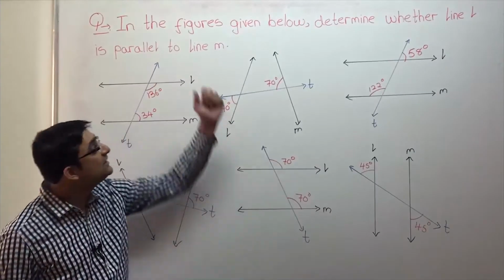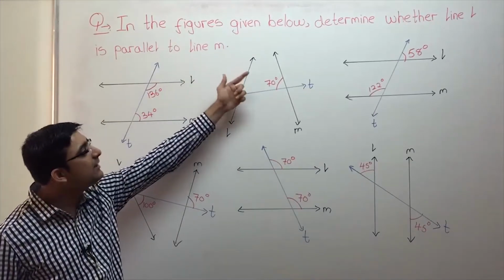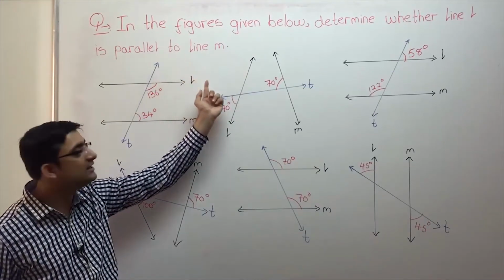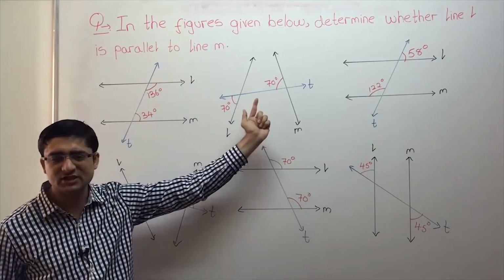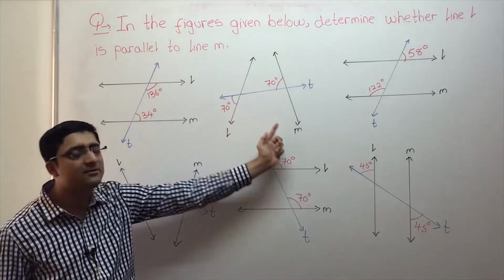So let's read the question. In the figures given below, determine whether line L is parallel to line M. So we have line L and M in each case, and we have a transversal in each case. So we have to determine if lines L and M are parallel.